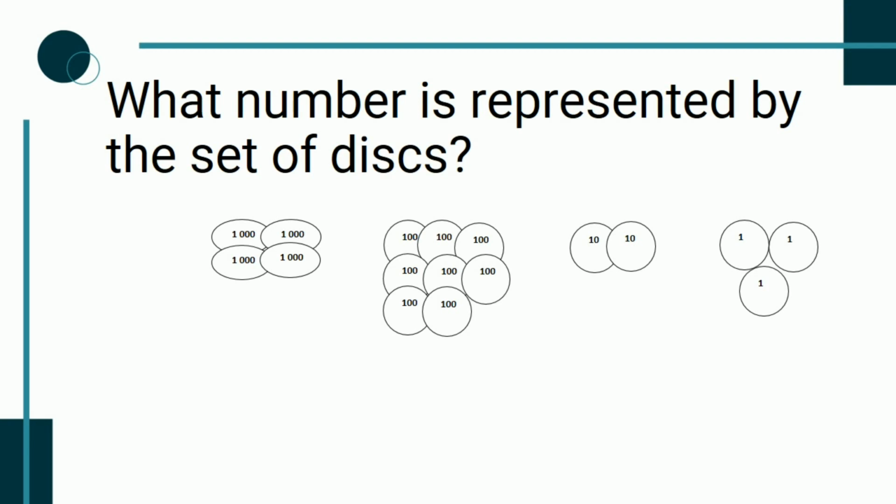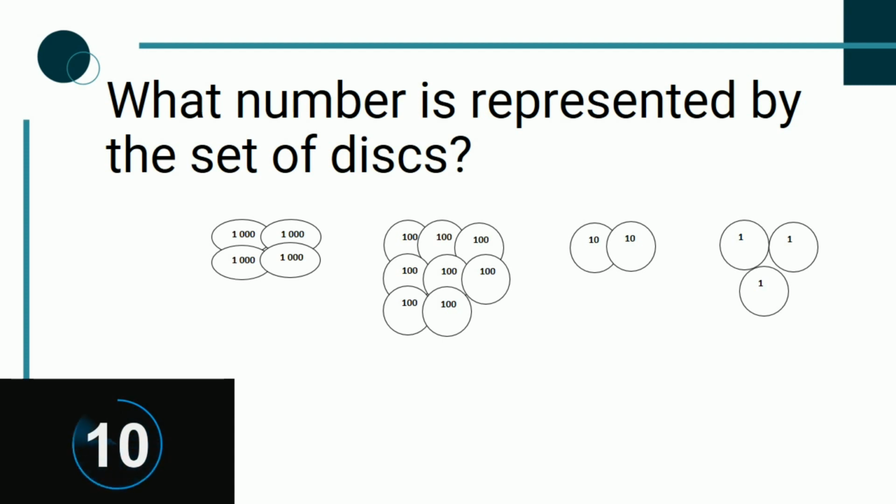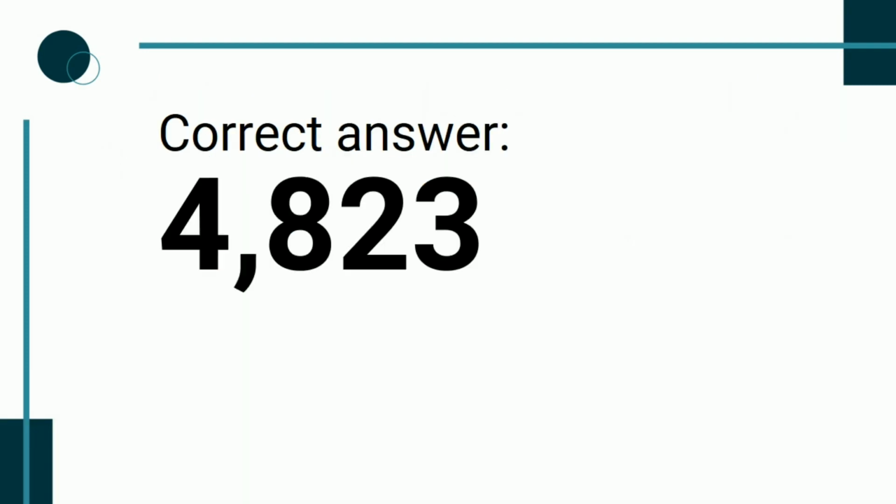First question. What number is represented by the set of discs? Timer starts now. The correct answer is 4,823.